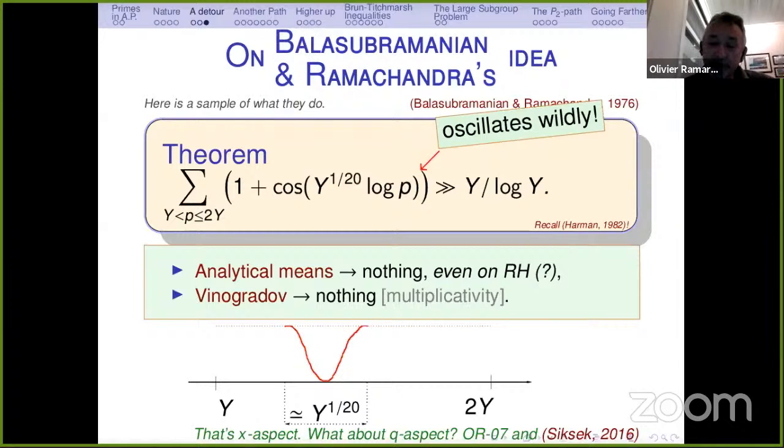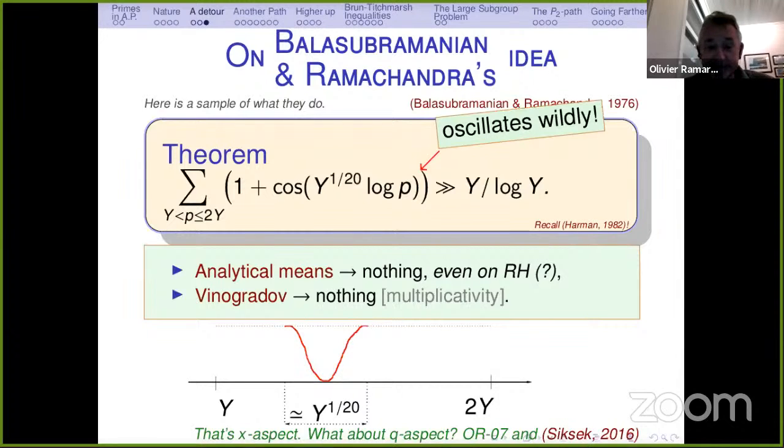If you use Vinogradov, I mean, you use bilinear forms, maybe you don't know what it is, but it's the second big manner of handling this kind of sum. It's not going to work in this case because you have some multiplicative sum. The cosine is exponential of something. Because of multiplicativity, this sum cannot be treated by bilinear sum techniques. And still, Ramachandra and Balasubramanian are able to prove that it is larger than y over log y.